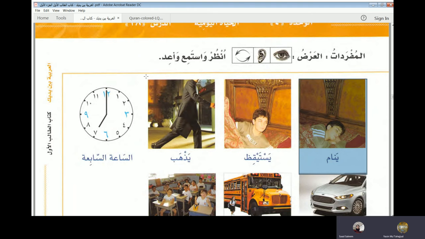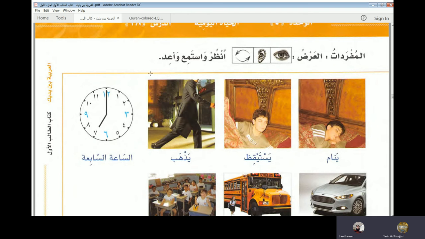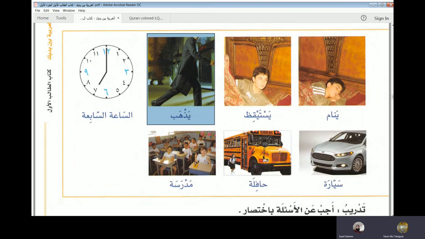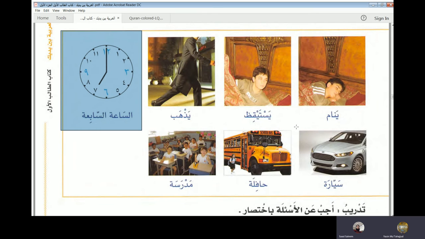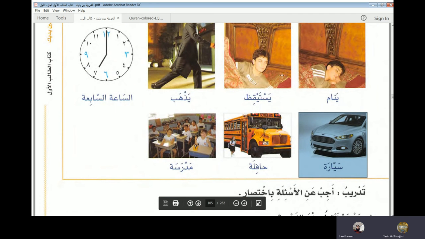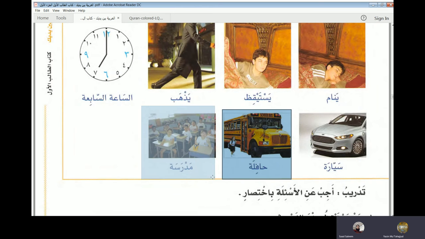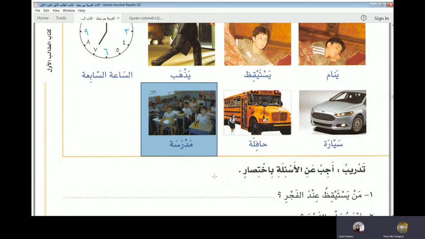Yastaiqizu, he is waking up, or he woke. Yadhabu, he goes. As-sabi'ah, which is 7 o'clock. Sayyarah, which is car. Hafilah, which is bus. Madrasah, which is school. Correct.